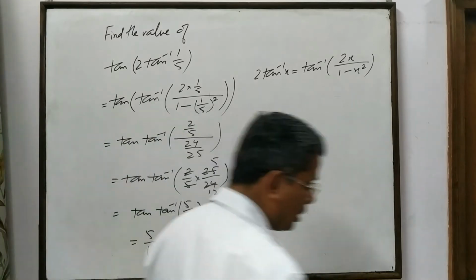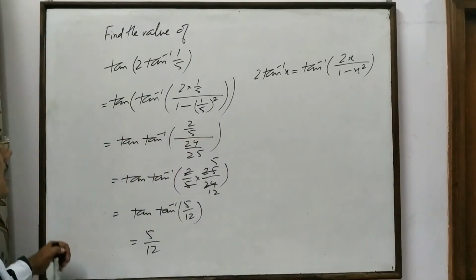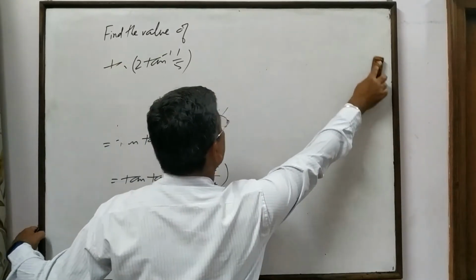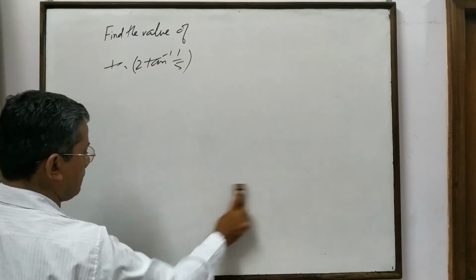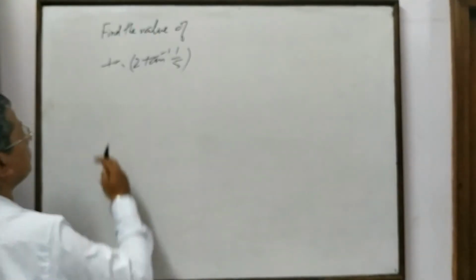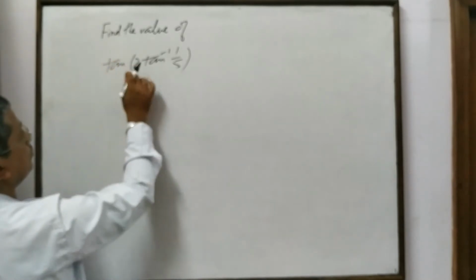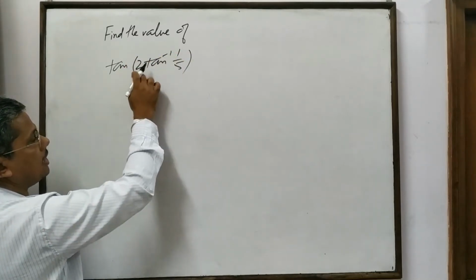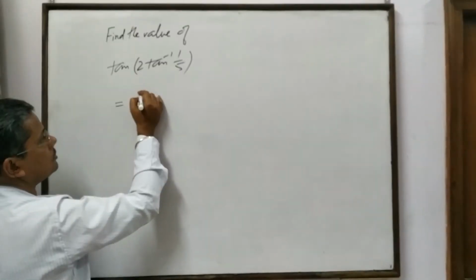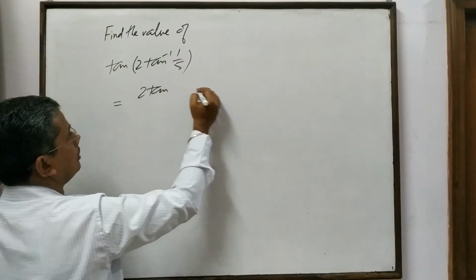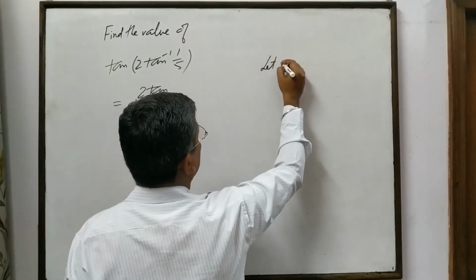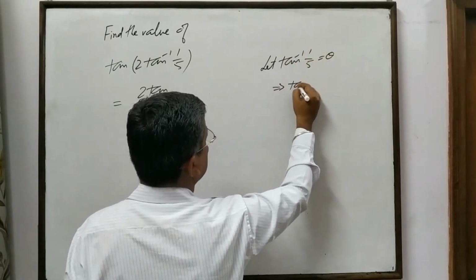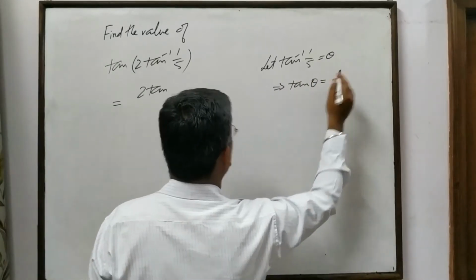Now same question, how it can be solved in other way around? Just check it out. Same question, tan of 2 times tan inverse 1 upon 5. Now this tan inverse 1 upon 5, let this be theta. Let tan inverse 1 upon 5 is equal to theta. This implies tan theta is equal to 1 upon 5.